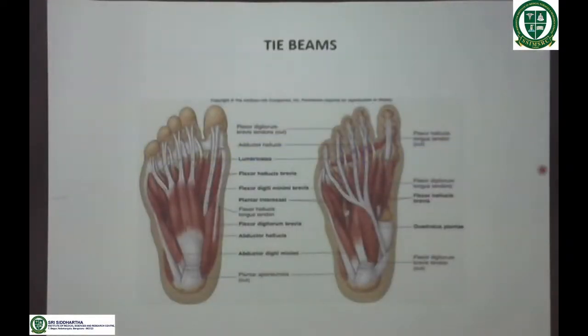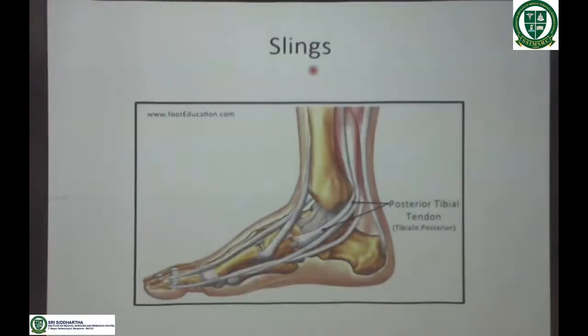Then back to this image. Here, this is the first layer of muscles. Here I already told this muscle is the flexor digitorum brevis. Here in the lateral aspect you are seeing this muscle, this is the abductor digiti minimi. This abductor and the lateral half of this flexor digitorum brevis act as the tie beam of the lateral longitudinal arch. The medial half of this flexor digitorum brevis and the abductor hallucis, along with this plantar aponeurosis, act as the tie beam of the medial longitudinal arch.